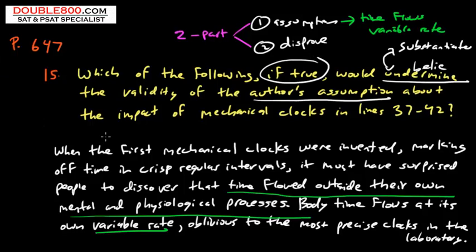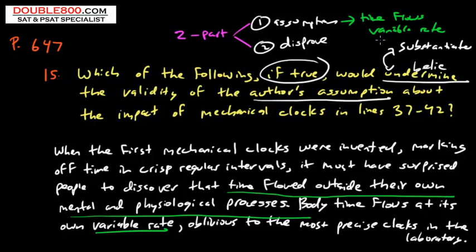A, people were oblivious to time on a physical level before clocks were invented. That's way off base. Remember, we're trying to disprove it. You could almost predict it. So let me just step back here. If we know that time flows at its own variable rate, to disprove that, you're looking for something like an answer: time is very mechanical. It's very uniform. And if you look at choice B, people have always perceived time as composed of discrete uniform intervals. This is totally undermining what we had listed as our assumption.